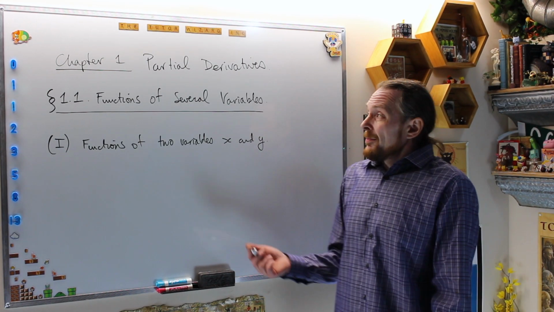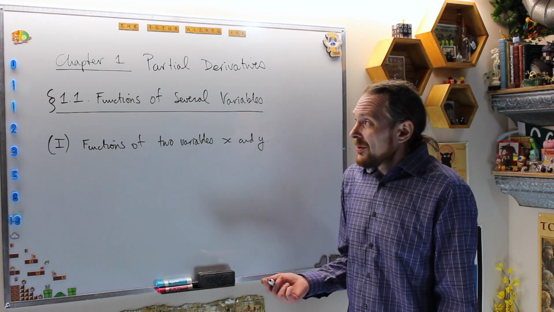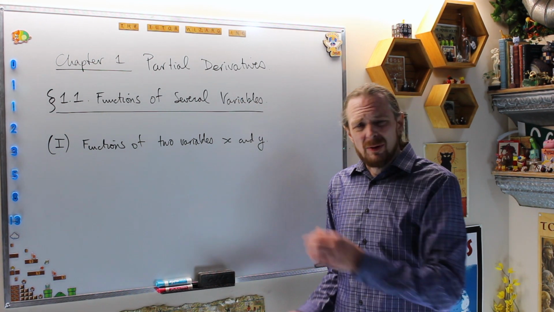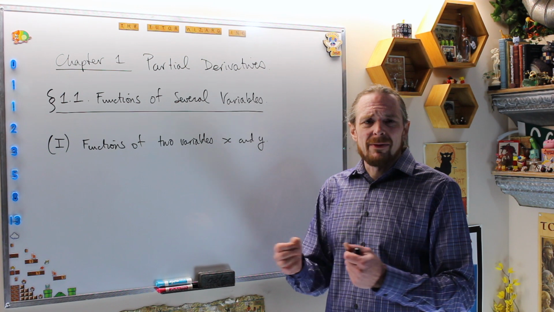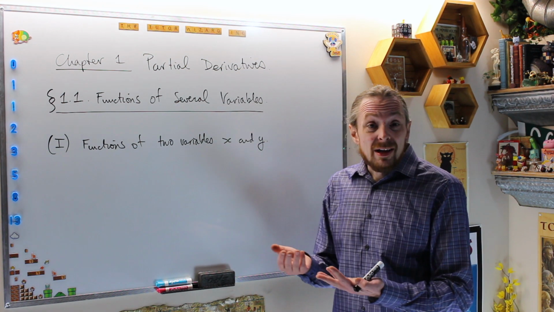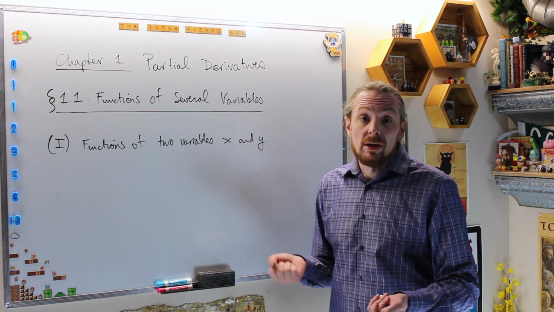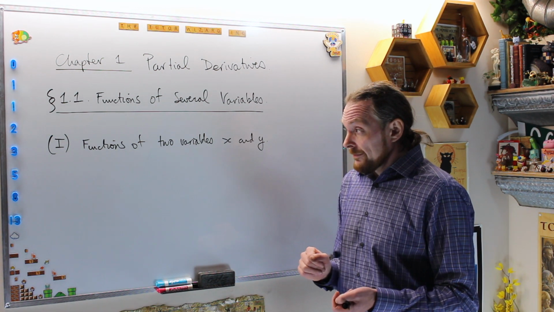Okay, chapter 1, partial derivatives. What we're going to do in chapter 1 is work towards what we're going to call partial derivatives, or what does it mean to look at the rate of change of a function when we have more than one variable. And so we're going to look at the rate of change in different directions, or in the direction of each variable, and then talk about different scenarios.